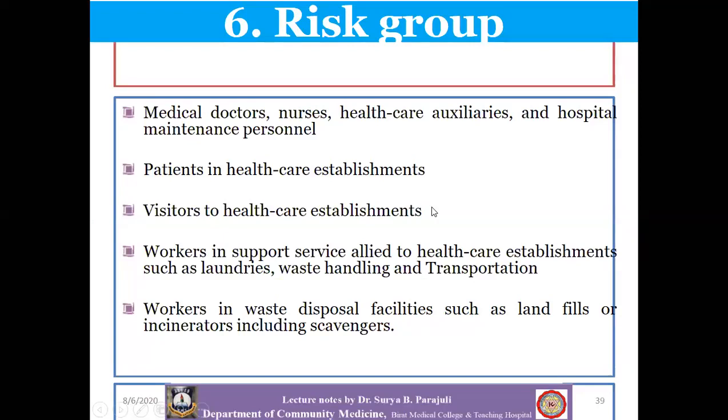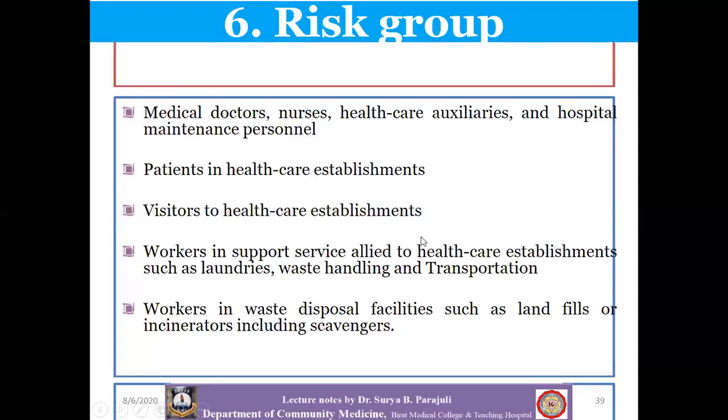So, what are the risk groups? I think I need to stop here. So, this domain, subdomain, or chapter: risk groups are medical doctors, definitely nurses, healthcare auxiliaries or hospital maintenance personnel, patients in the healthcare establishment, and visitors. Okay, the study suggested that if we try to decrease visitors in our healthcare establishment, we can reduce waste.